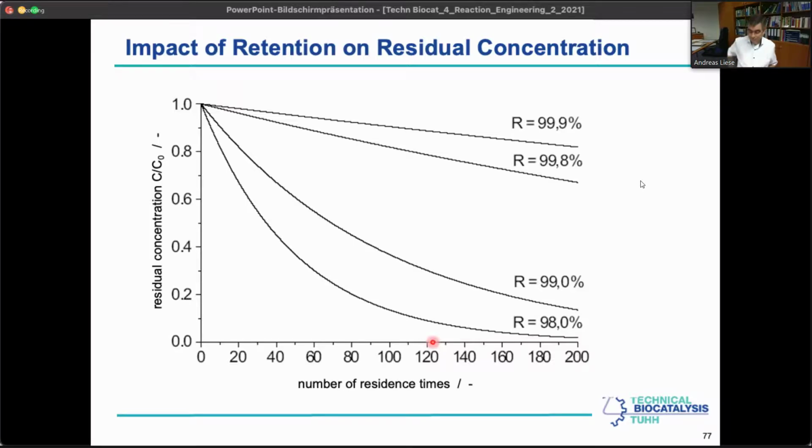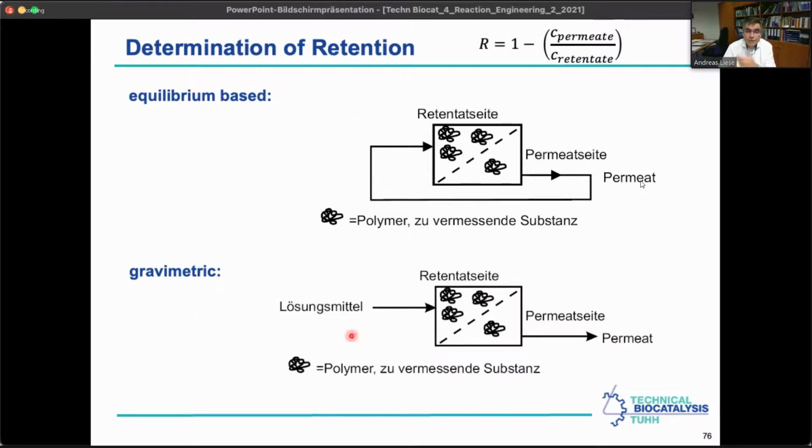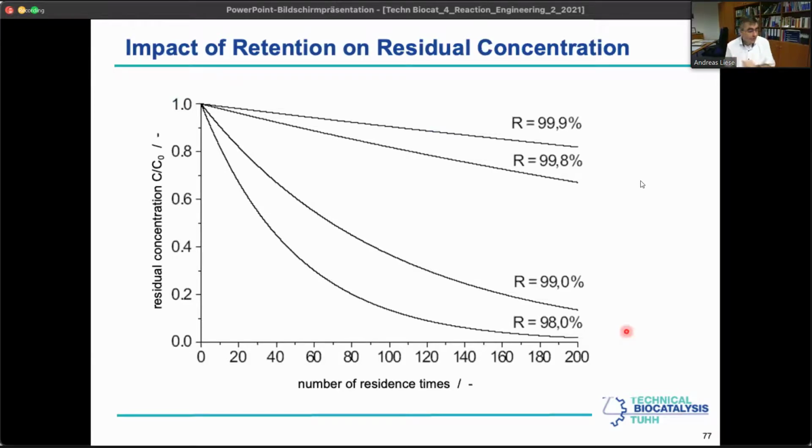The important point is residence time. Like down here, if you have a continuously operated reactor, we have residence time. Residence time is the ratio of the volume of the reactor divided by the flux. Now we can run a high number of residence times. If we pass high numbers of residence times through this reactor, you see here from 0 to 200, and in continuous industrial operation we might even go to higher numbers.